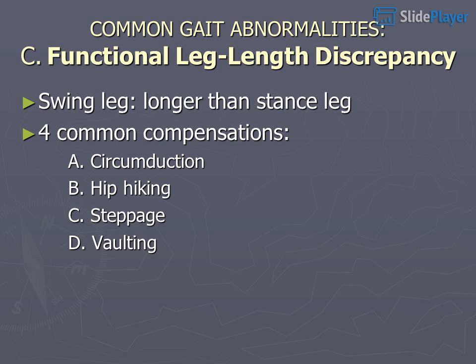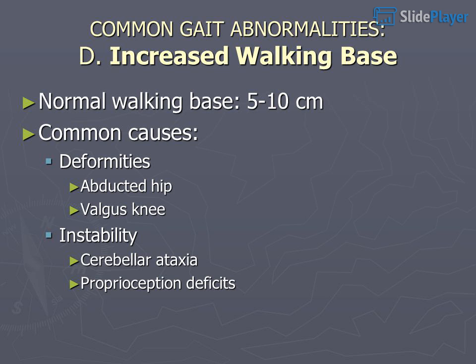Common gait abnormalities: C. Functional leg length discrepancy. The swing leg is longer than the stance leg. Four common compensations: A. Circumduction. B. Hip hiking. C. Steppage. D. Vaulting.